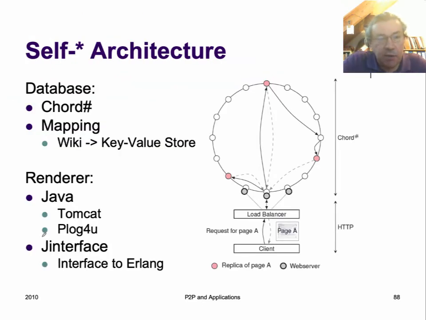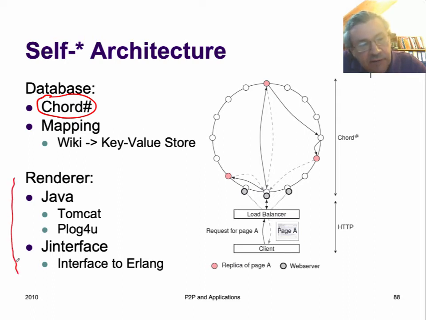This is built using the Scalaris architecture. Scalaris uses a variation on the distributed hash search on Chord called Chord Sharp, and we have also extended this with a renderer and an interface to Erlang. Scalaris is actually written in Erlang. We also have a load balancer. So we basically have built this top end on top of Scalaris. We have the HTTP part for the web page and the Chord Sharp backend.